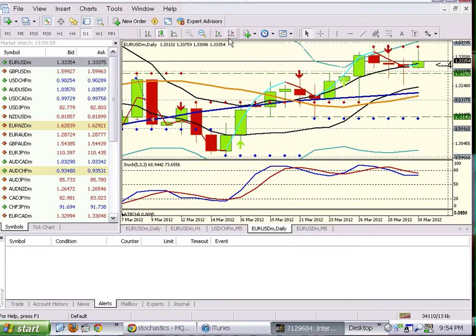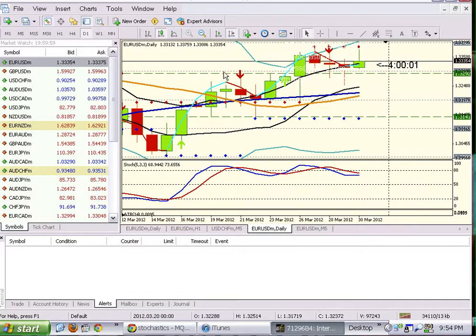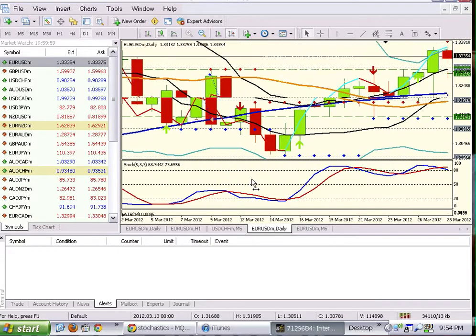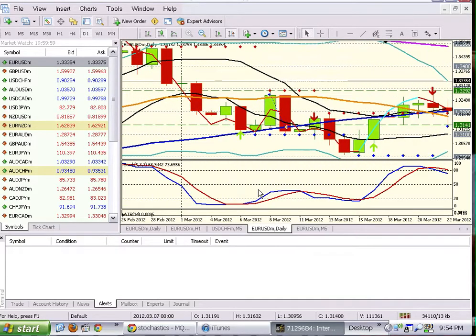So if we go back to the euro dollar here, price action is very important. First, let's talk about the stochastics. The theory behind the stochastics, at least the way I use it, is that you want to use it when the lines cross. So for example, when the blue line crosses up through the red line, that's a buy signal. When it crosses down, it's a sell signal.